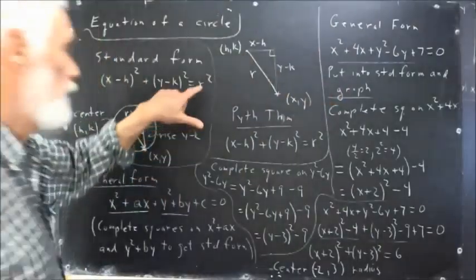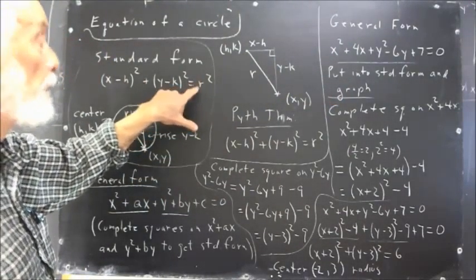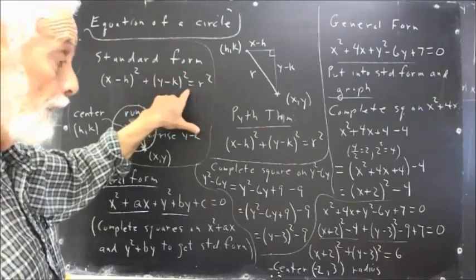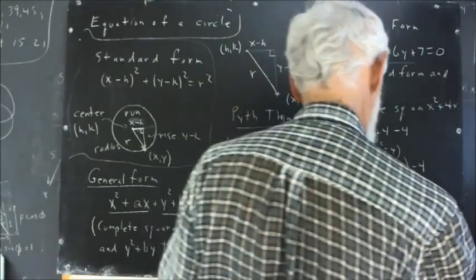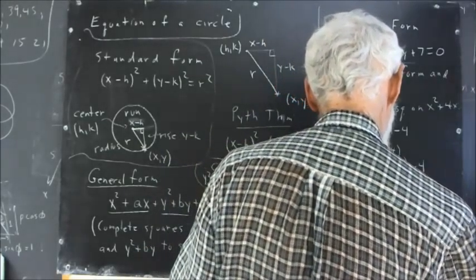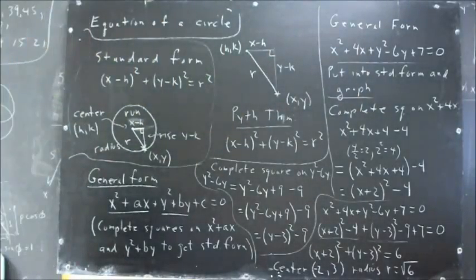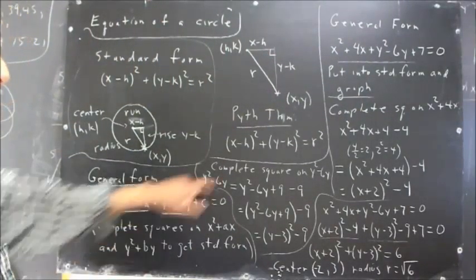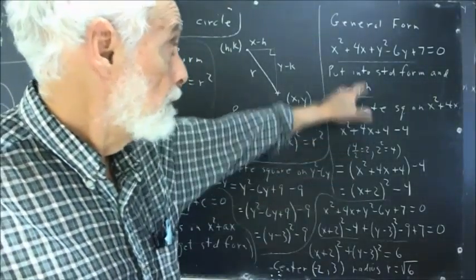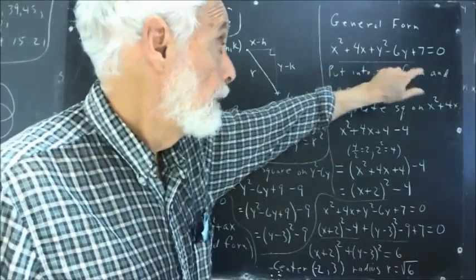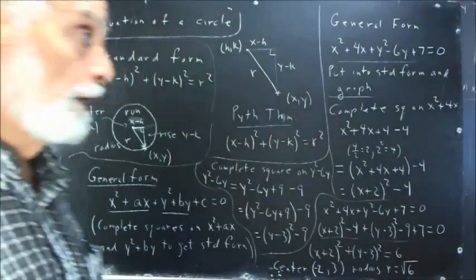Radius, well, what's the radius? R is the radius. It's squared on the right-hand side of the equation, so that r squared is 6, and r is the square root of 6. So we've completed the square on the x part and on the y part, rearranged the equation, and discovered the center and the radius of the circle.